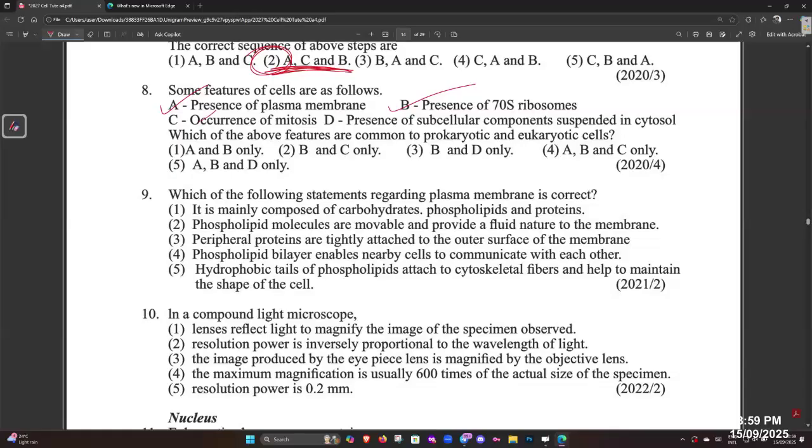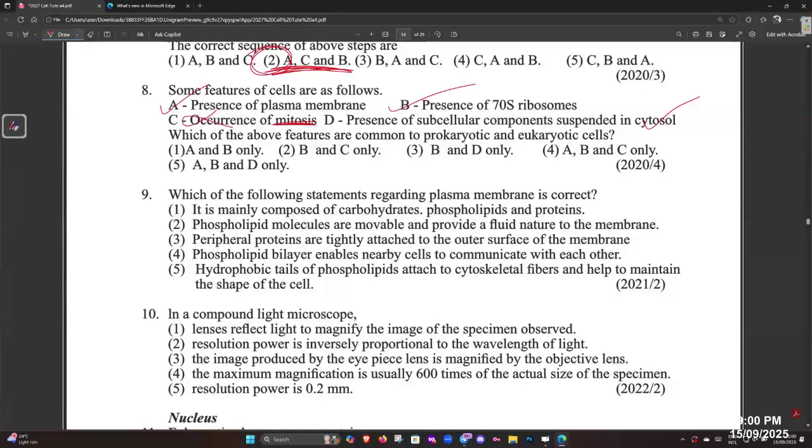Occurrence of mitosis, no. Prokaryotes undergo binary fission, so you can't take mitosis. That is wrong. And presence of subcellular components suspended in the cytosol. What do you say about that? I'm taking it as correct. So my answers are A, B, D. Do you agree with me? A, B, and D only.